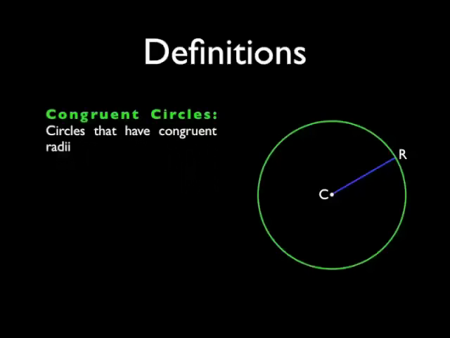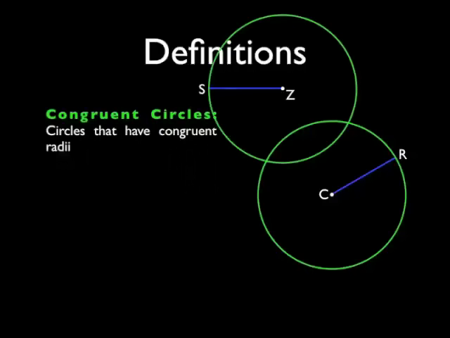So here's circle C, and if we put in circle Z here, notice that segment ZS is congruent to segment CR. So the radii of these two circles are congruent, so circle Z is congruent to circle C.